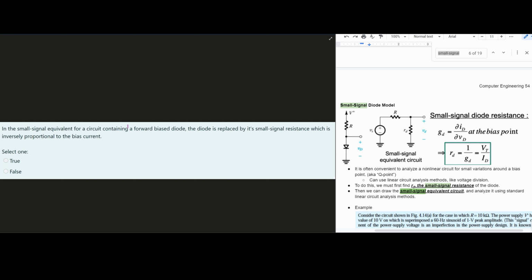In the small signal equivalent for a circuit containing a forward bias diode, the diode is replaced by a small signal resistance, which is inversely proportional to the bias current. Is this true or false?